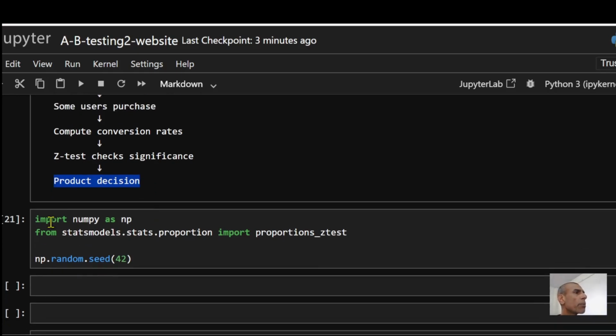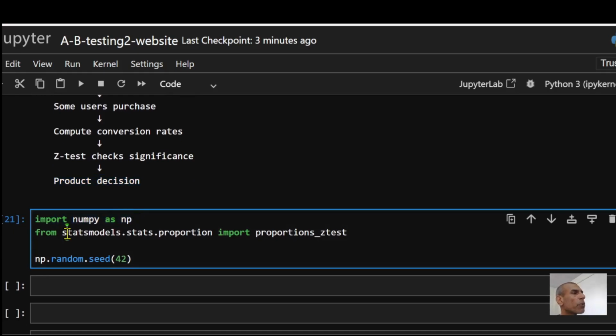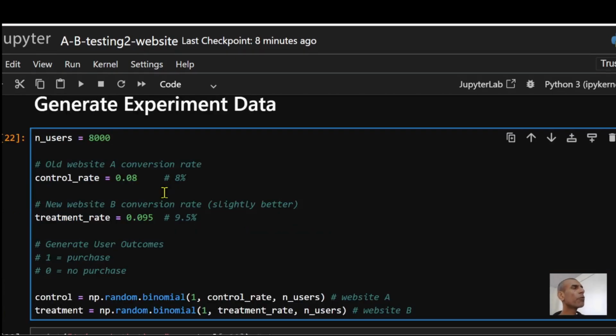So the first thing I'm doing is importing my necessary libraries, importing NumPy, and I'm also importing the statsmodels library. If you do not have this library, go ahead and install it. So now we run the experiment.